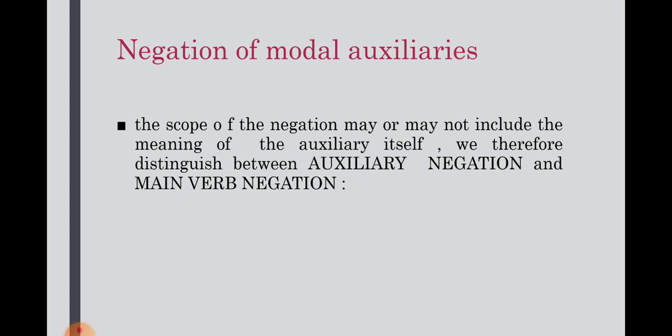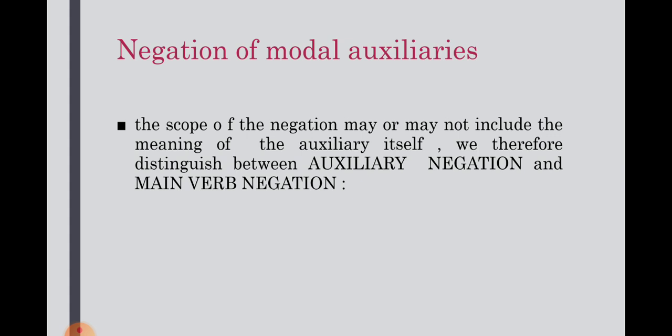Negation of modal auxiliaries. So now we start talking about modals, and concerning modals and negation, we have two cases in which we have the auxiliary verb or the operator, which is the modal verb, whether it lies within the scope of negation or it is outside the scope of negation. The scope of the negation may or may not include the meaning of the auxiliary itself. We therefore distinguish between auxiliary negation and main verb negation.